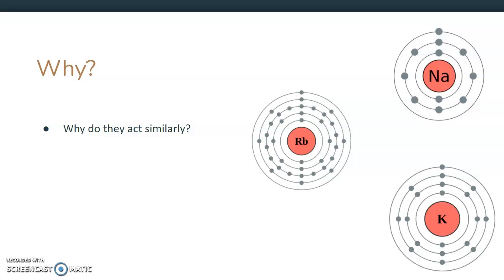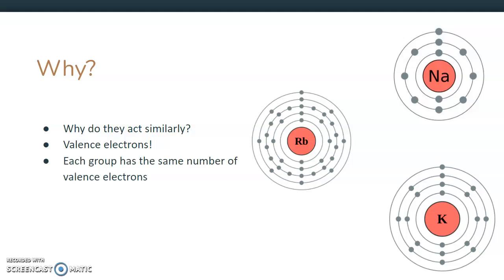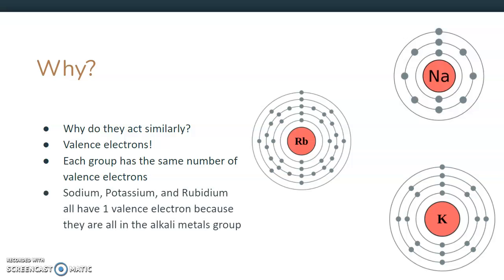Why do each of these atoms act so similarly when they're very different in size? And it's all around their valence electrons. So each group has the same number of valence electrons in it. Group 1 has 1 valence electron. Group 2 has 2 valence electrons, as I've said. So our example here is we have sodium, potassium, and rubidium, which all have 1 valence electron because they're all in the alkali metals group.